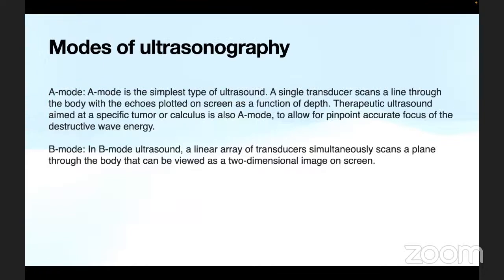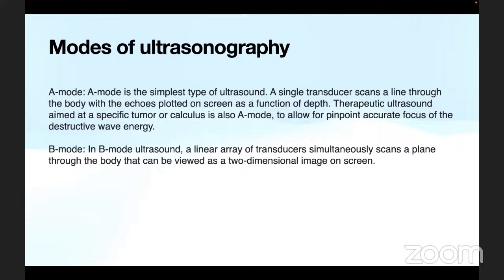So what are the various modes of ultrasonography? There are three types of ultrasonography modes which we should be aware of. The first is the A mode. A mode is the simplest type of ultrasound. So a single transducer scans a line through the body with the echoes plotted on the screen as a function of depth. And the therapeutic ultrasound aimed at a specific tumor or calculus is also in A mode to allow for point accurate focus on the destructive wave energy.